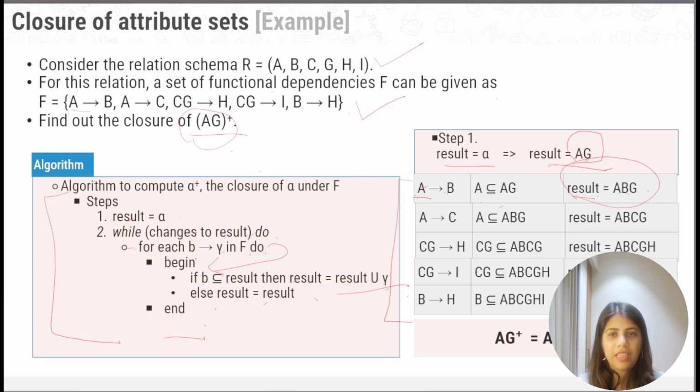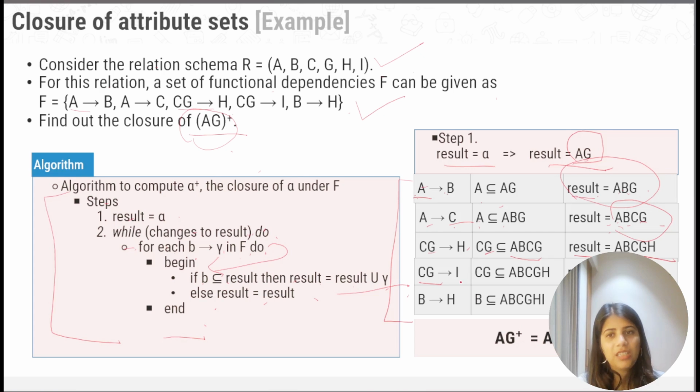Here I have written all the functional dependencies. A determines C, so in this A is also the subset of ABG, so we will now do the union of them. It becomes ABCG. Third one, CG can determine H. Now CG, is it a subset of ABCG? Yes, it is a subset of that. So result will include CG also in it.